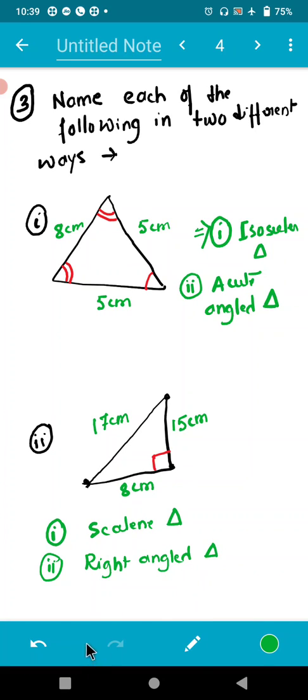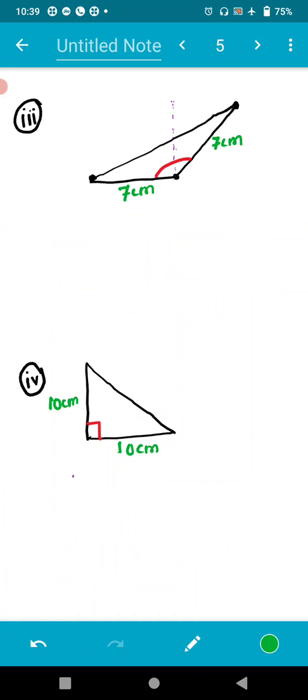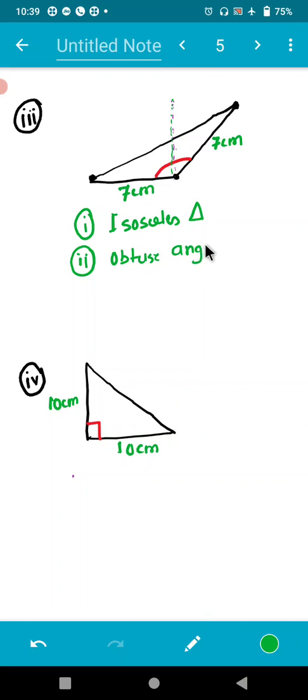Okay. Now, let's move on to the next question, that is sum number 3. Now, based on sides, two sides are equal. That means we will name it as isosceles triangle. And what about 2? Question number 2, this angle is more than 90 degree. You see, this is 90 degree. This is 90 degree and this angle is more than 90 degrees. So, obviously, it would be obtuse angled triangle.